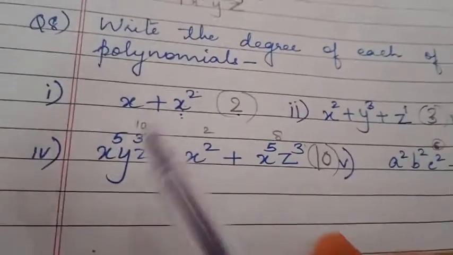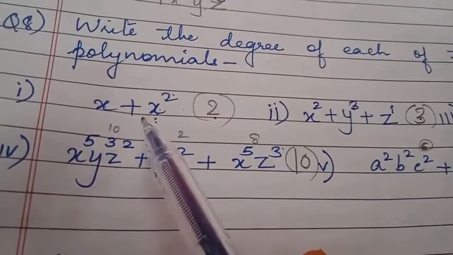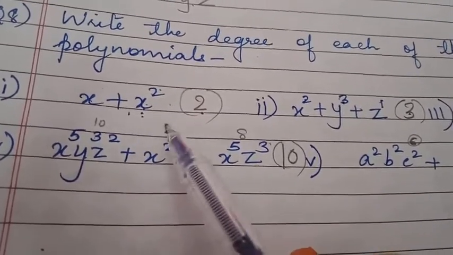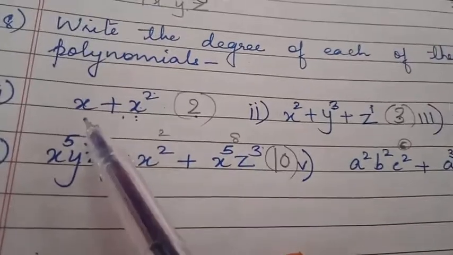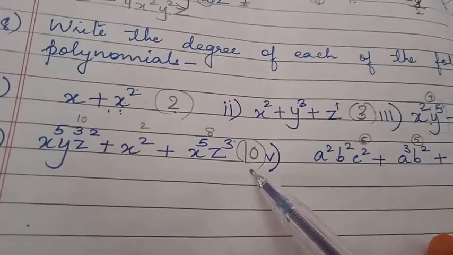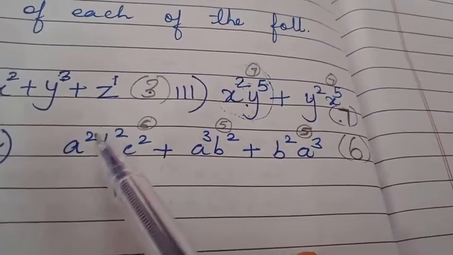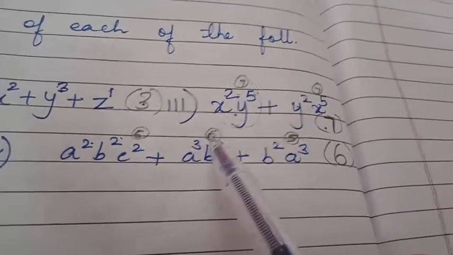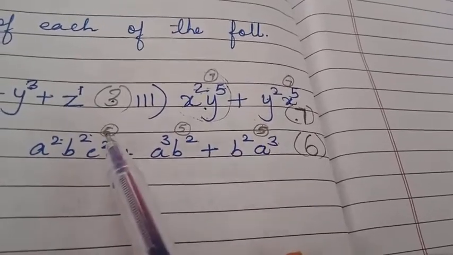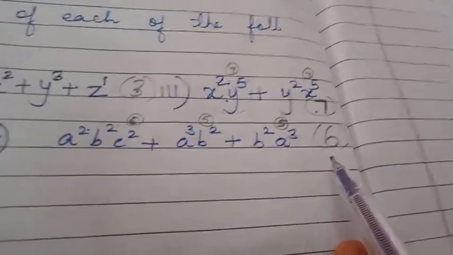Let us see the next one. Just add term wise the exponents of the given terms. So 5 plus 3 plus 2, 10, 2 and 5 plus 3, 8. So 10, 2 and 8, which is highest? 10 is highest. So we say that 10 is the degree, right? So let's see the last one. Just add the exponents. 2 plus 2 plus 2, 6. 3 plus 2, 5. 2 plus 3, 5. So 6, 5 and 5, which is highest? 6 is highest. So we say that 6 is the degree of this algebraic expression.